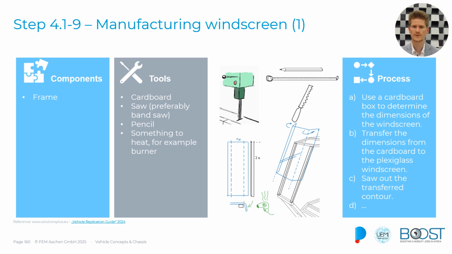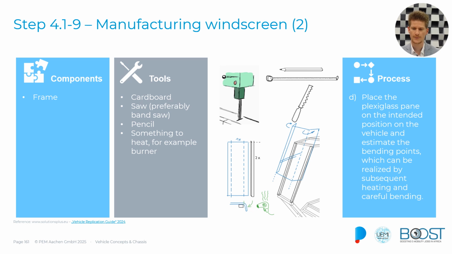So what we do here is, again, we use some cardboard, for instance, and the cardboard is then used to determine the actual size of the windscreen and the way how we need to fold it. Then we transfer the dimensions from this cardboard template onto the plexiglass, and then we take the plexiglass and actually cut it out via a saw, and then we will have the final contour of that.